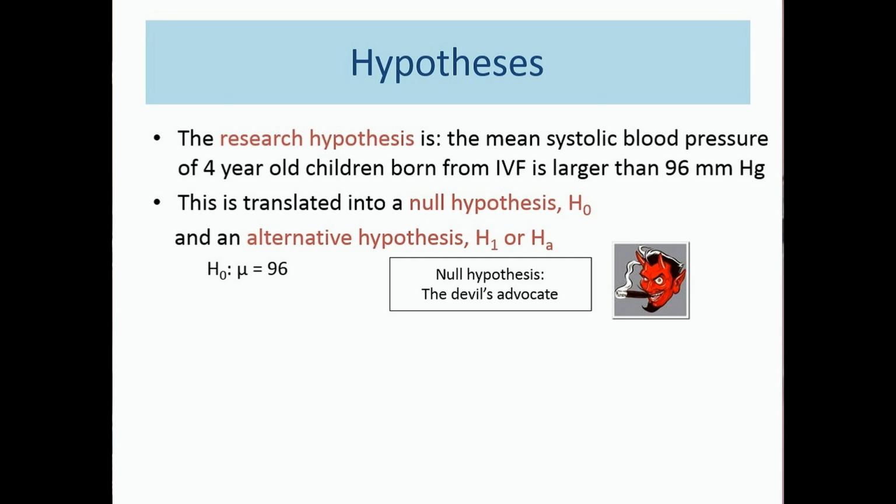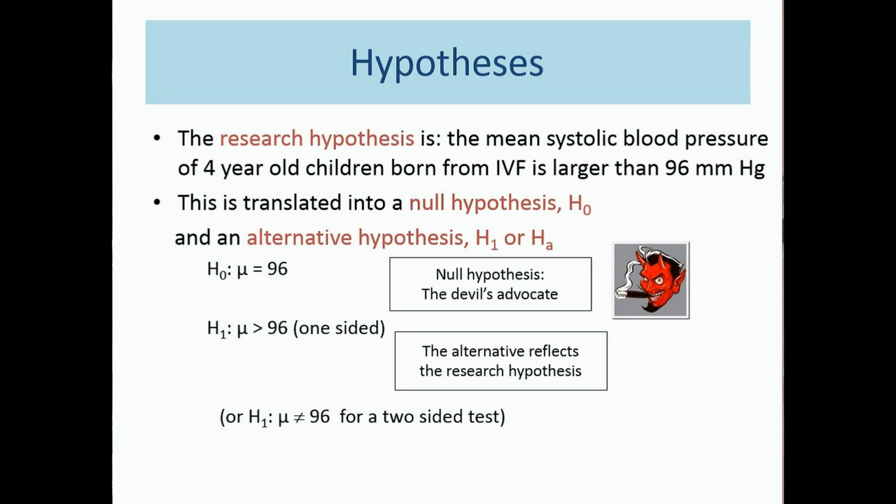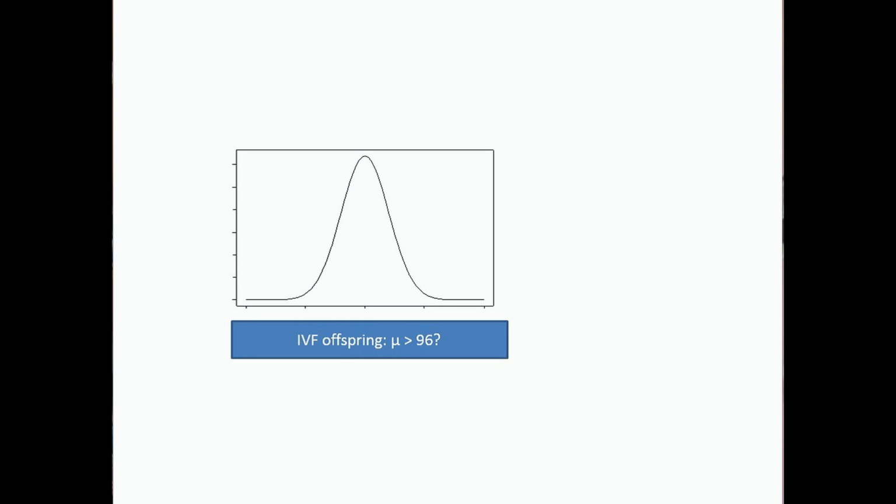The null hypothesis will play the role of the devil's advocate. In this case, the null hypothesis will state the mean is 96. The alternative hypothesis will reflect our research question and can be formulated in a one-sided way if we have good reasons to believe that the mean can be only on one side of 96. So, in this case, the alternative could be mu is larger than 96, or we can define the alternative in a two-sided way. The next step will be to collect data from the population we are interested in.